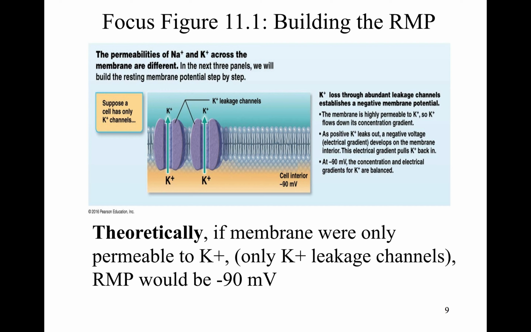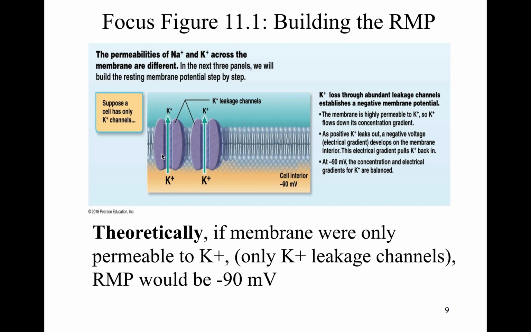So like I said, our neuron plasma membrane is going to be permeable to sodium and potassium ions. Sodium and potassium ions are going to be allowed to cross the plasma membrane through leakage channels. So first we'll start with our potassium leakage channels. A neuron's plasma membrane has potassium leakage channels.